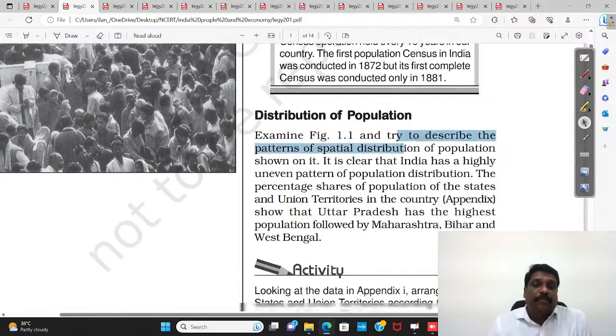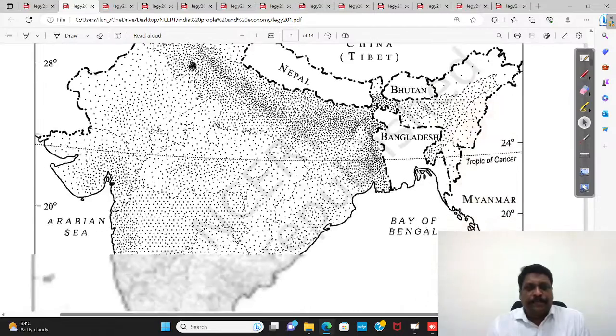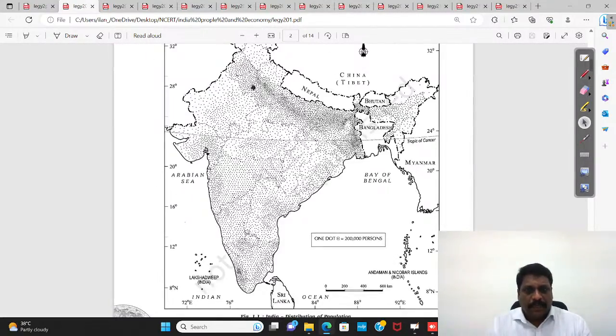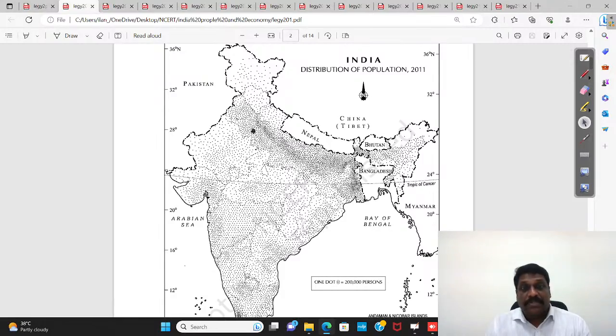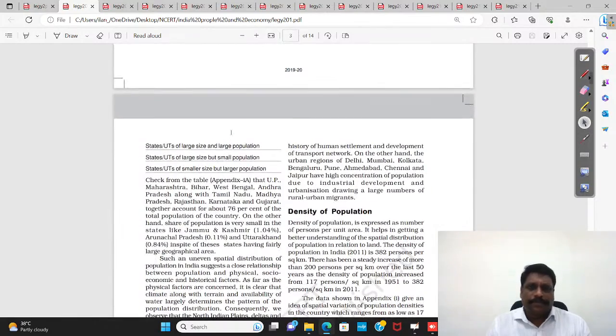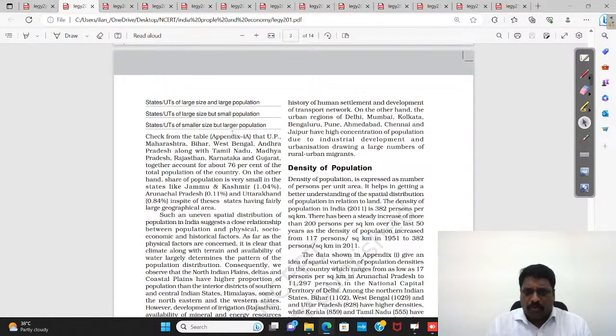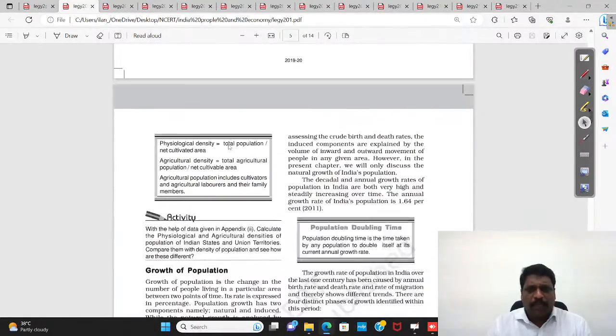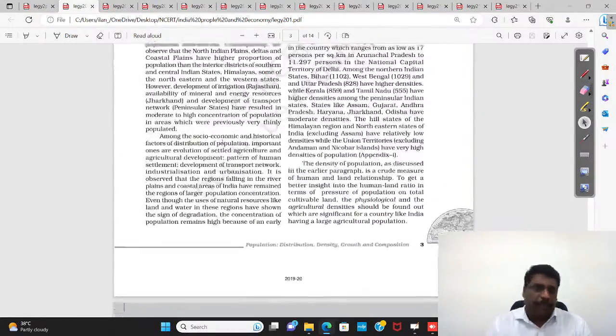Now, when I talk about the distribution of population, say, for example, this image gives you the district-wide or state-wise distribution of population. Here, of course, I have to go with the census information. But if you ask me today which is the most populous state in India, undoubtedly, the most populous state in India is Uttar Pradesh.